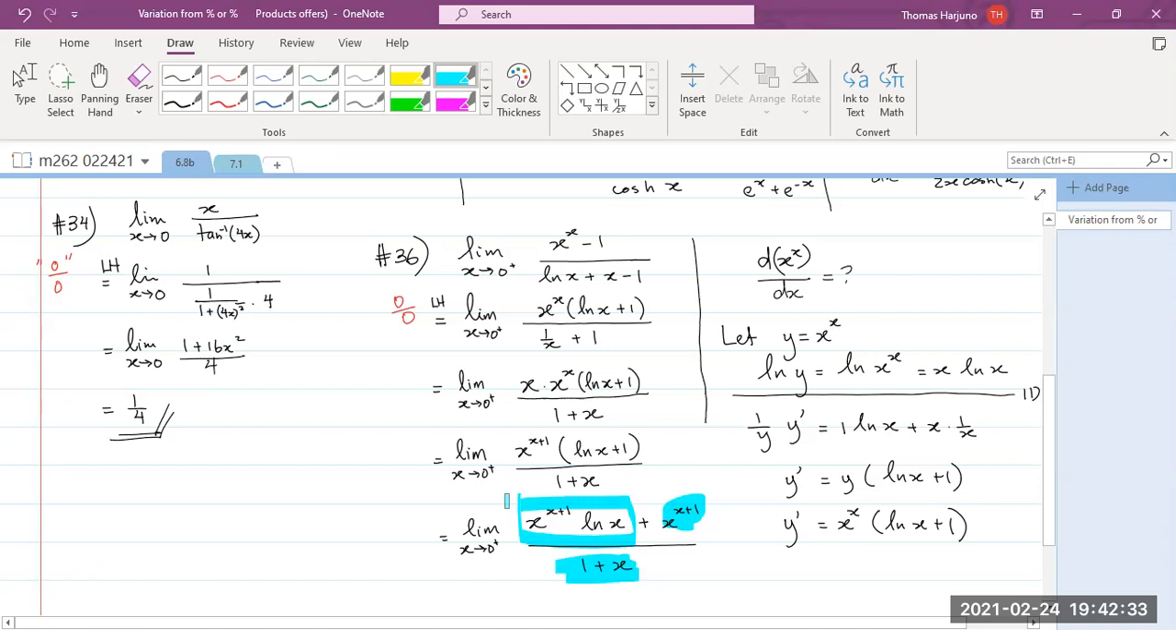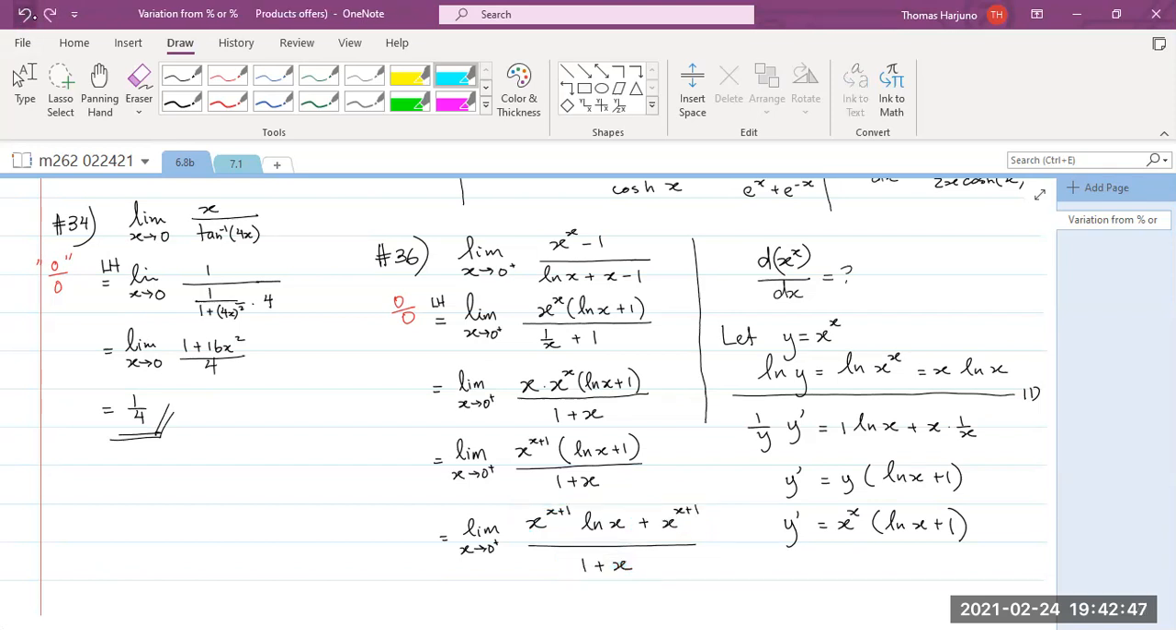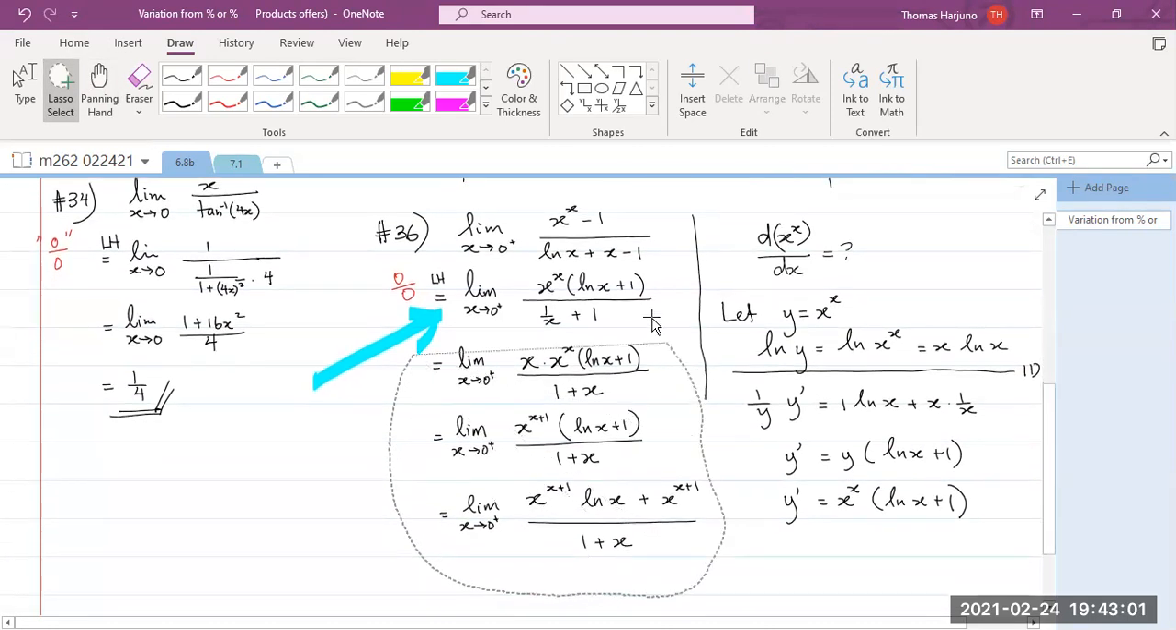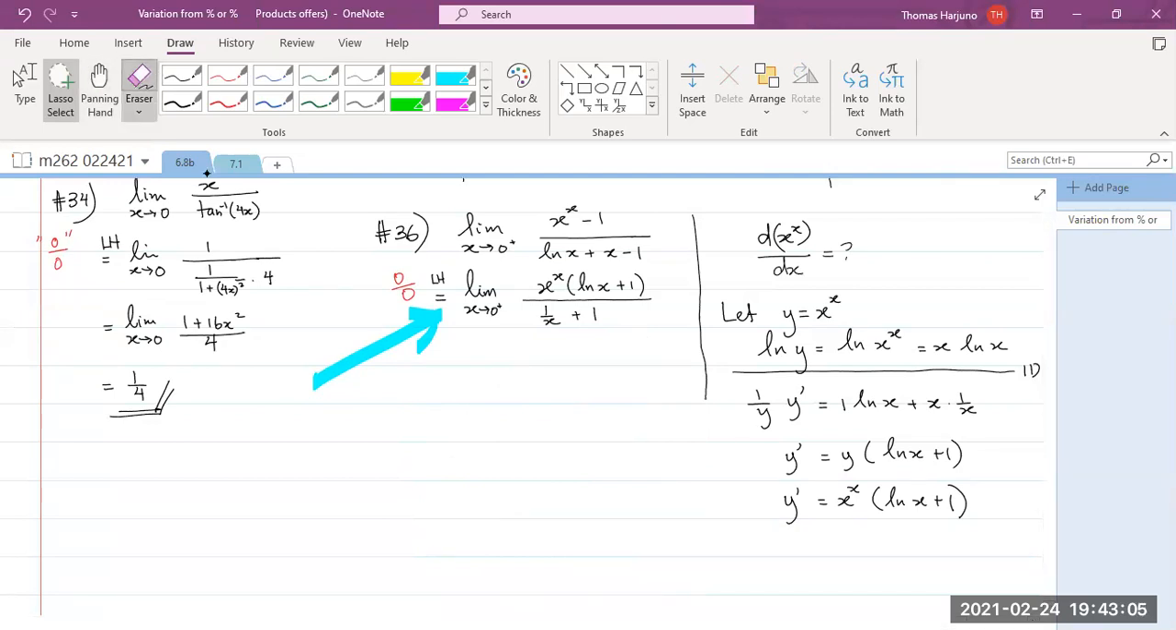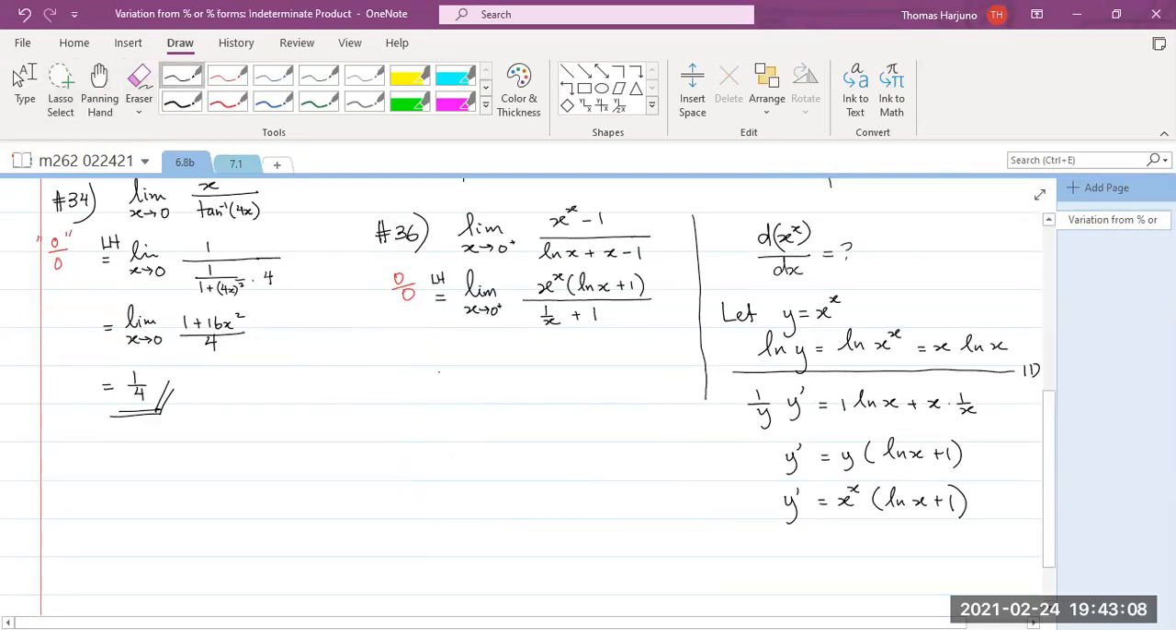This will be 0 times negative infinity. What if we had done that up above, before we multiplied top and bottom by x? You mean we do another derivative? Let me go back. So from here, you mean? Yeah. So you distribute. Let's give it a try. So if I distribute that, I will get x to the x ln x plus x to the x over 1 over x plus 1.